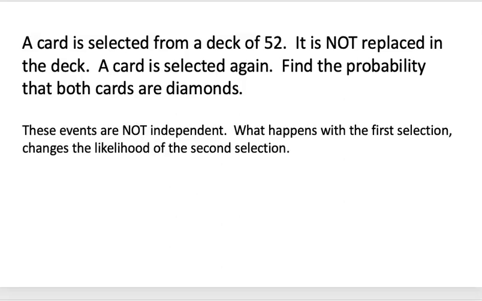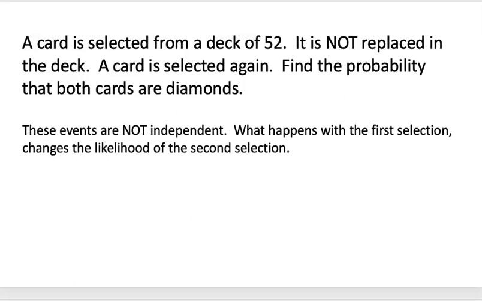So what do we say here? These events are not independent. What happens on the first selection changes the likelihood of the second. If the first card is a diamond, you have a different probability on the second than if the first card was not a diamond. It influences the likelihood of having a diamond on the second draw. So our old rule, probability of A and B equals probability of A times probability of B, does not hold because these events are not independent.